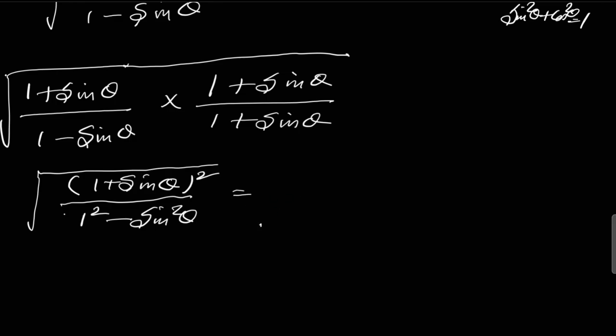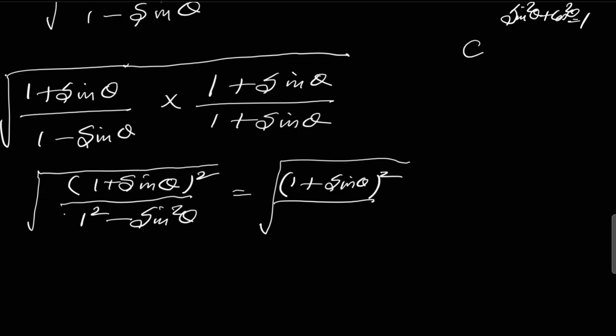And this is equal to root of 1 plus sine theta the whole squared divided by 1 minus sine squared theta. Sine squared theta plus cos squared theta is 1. Keep cos squared theta on the left side, already 1 on the right side. You take this sine squared theta to the right side: 1 minus sine squared theta. So, 1 minus sine squared theta is equal to cos squared theta. So, I replace 1 minus sine squared theta as cos squared theta.